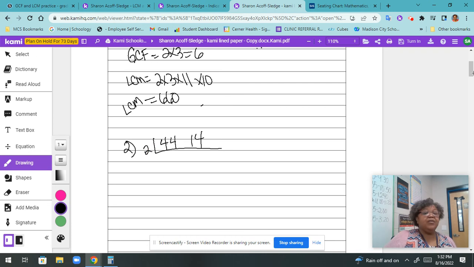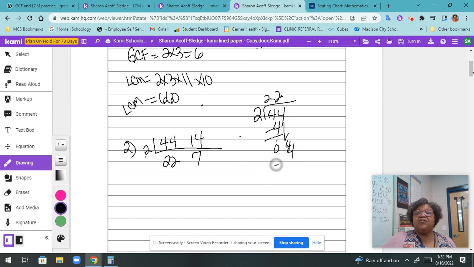So 2 goes into 44 22 times, and 2 goes into 14 7 times. But suppose I didn't know that. I can go over here to the side. 2 goes into 4 2 times. 2 times 2 is 4. 4 minus 4 is 0. Bring down the 4. 2 goes into 4 2 times. 2 times 2 is 4. Subtract, and I get a 0. So I can go over to the side and work that out.